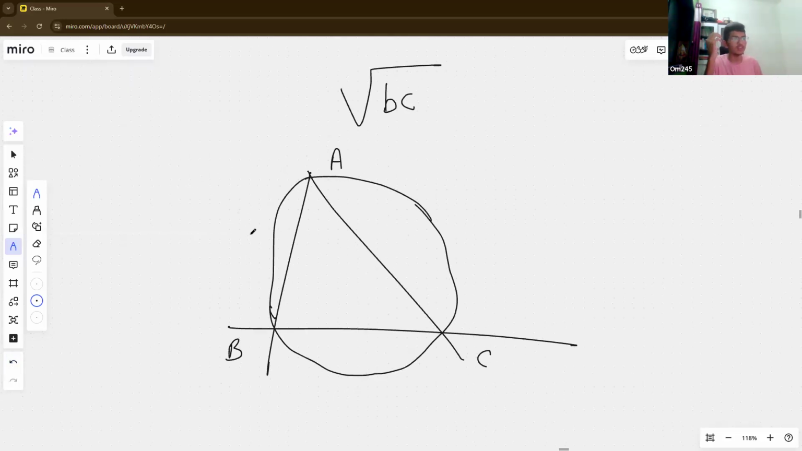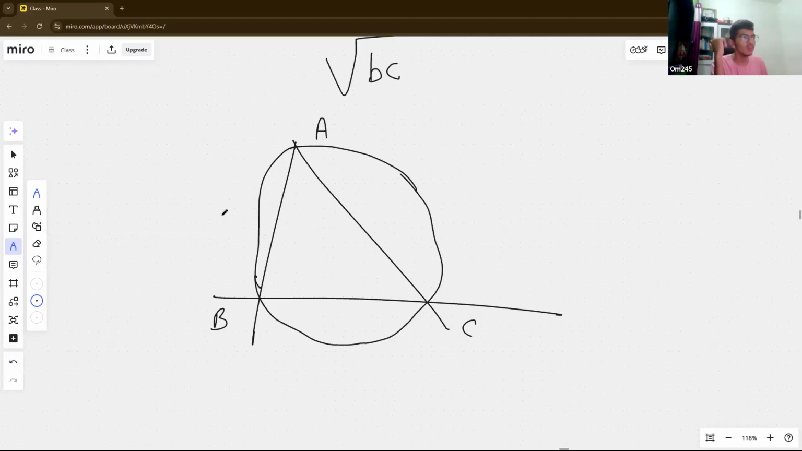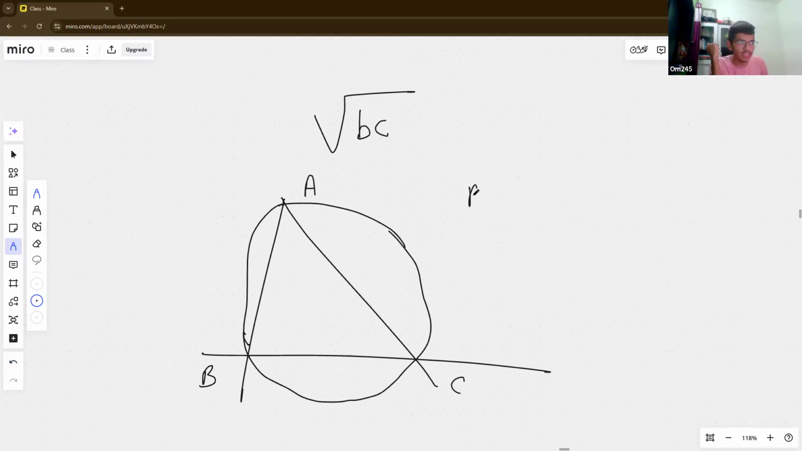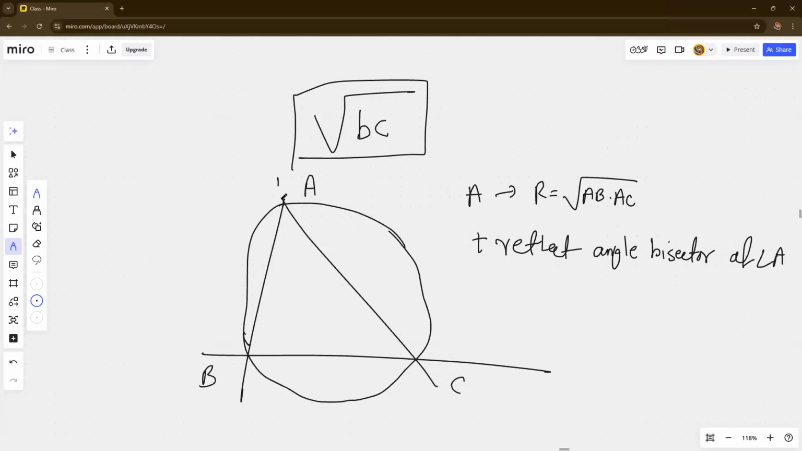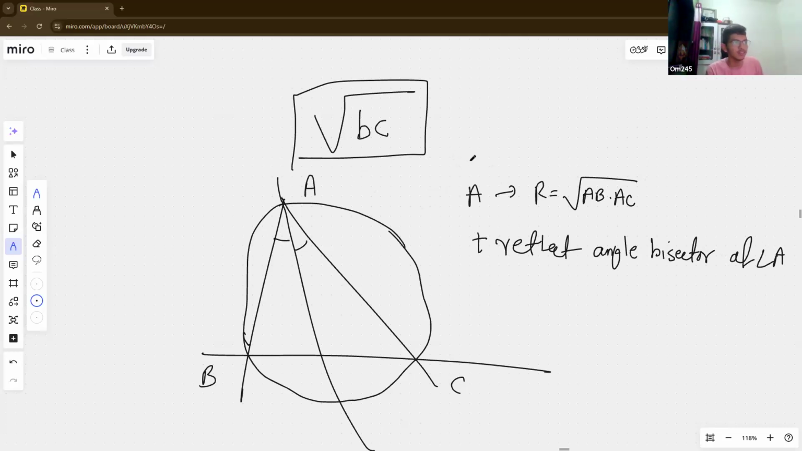Inversion sometimes gives a neat solution. We will now talk about it. So what is root BC inversion? You invert at A with radius equal to root of AB into AC. This is commonly known as root BC, so we call it root BC inversion. And in addition, we reflect about the angle bisector of angle A. So consider this angle. The center of the circle is A.